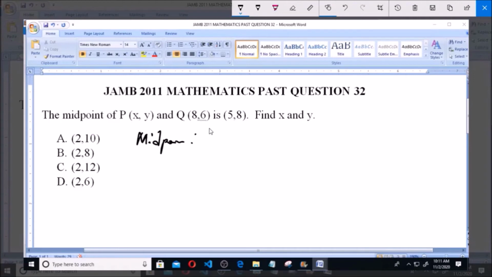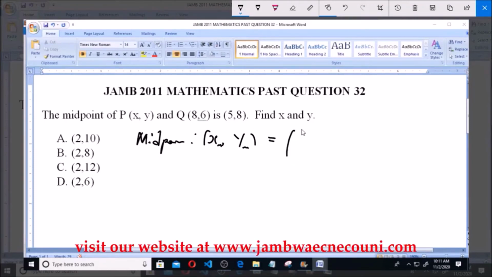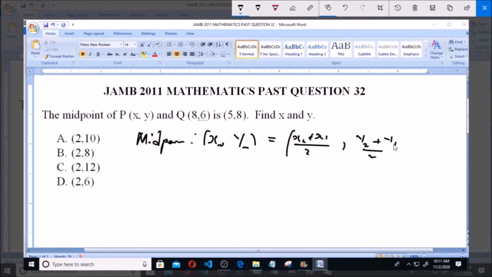let's call the midpoint of P and Q, let's assume it is x, y. So let's call it xm, ym. That is the midpoint now, which is the midpoint of P and Q. Now it is given as x2 plus x1 all over 2, y2 plus y1 all over 2. Now looking from this, the midpoint is given to us already. That is xm is equal to 5, and ym is equal to 8.